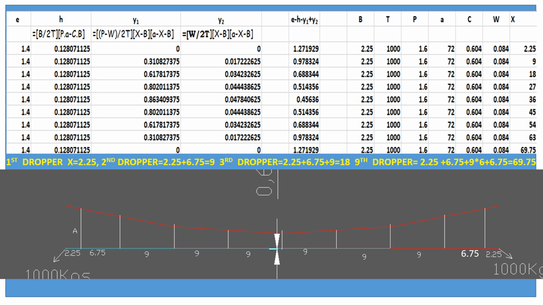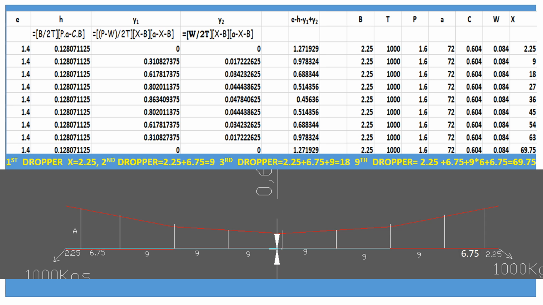But for a span which is divisible by 9, the A dropper is 2.25, then the B dropper is 6.75. Then 9 will repeat, and from the other end after the mast it is 2.25 and then 6.75, and all others are 9. So this is the system, and you can easily find out the number of droppers and their spacing.